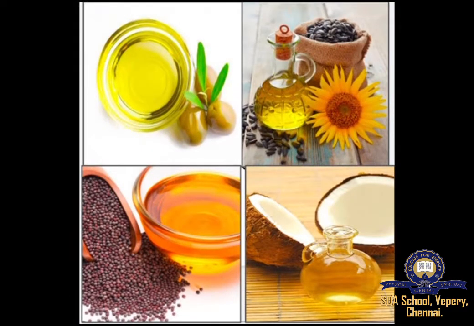Next, oil. We get oil from the plants. Some of the oil we get from the fruits of the plant. Some of the oil we get from the seeds of the plant. Look at this picture. Olive oil. We get olive oil from the olive fruit. Sunflower oil from sunflower seeds. Mustard oil from mustard seeds. Coconut oil from coconut.